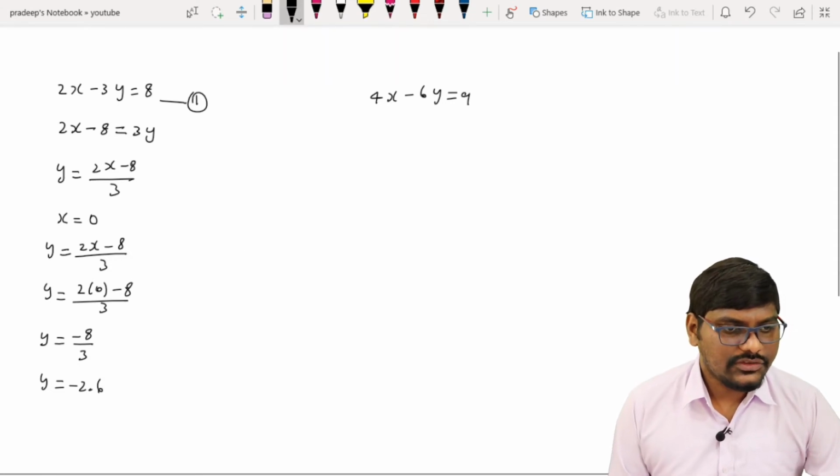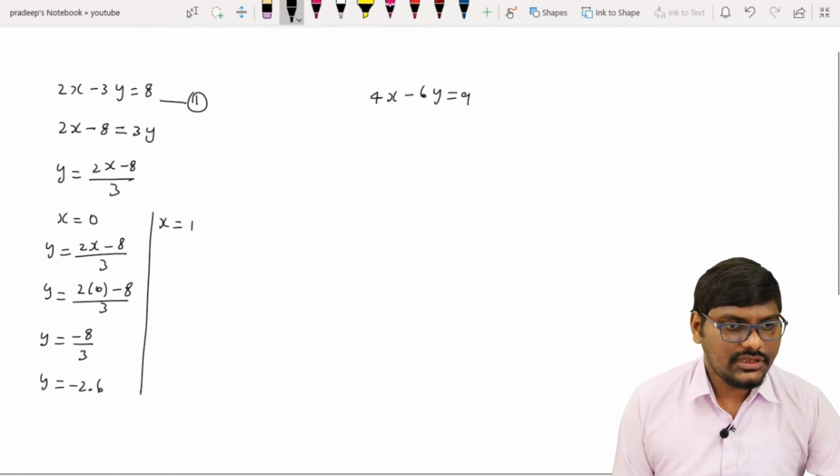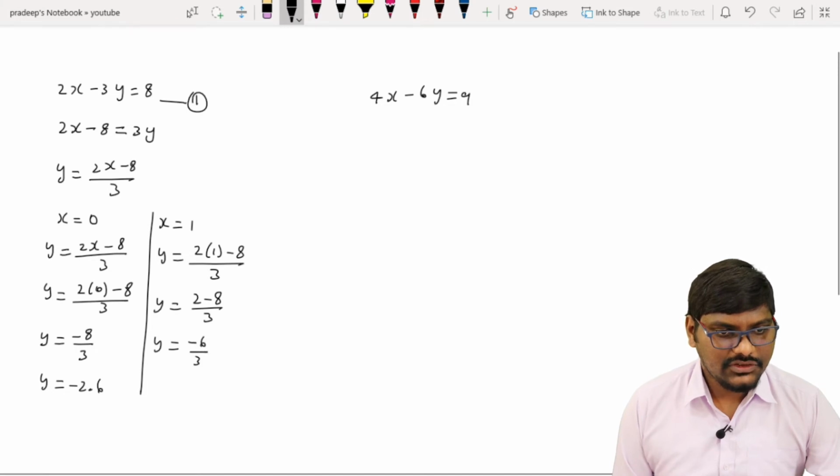Right. So the next thing we'll take is x equal to 1, so I can get y equal to, here I'll take the same equation, that is 2x. So in the place of x I'm now substituting 1. So 1 minus 8 by 3. So I'll get y is equal to 2 ones are 2, minus 8 by 3, where that is minus 6 by 3. So that is y equal to minus 2.